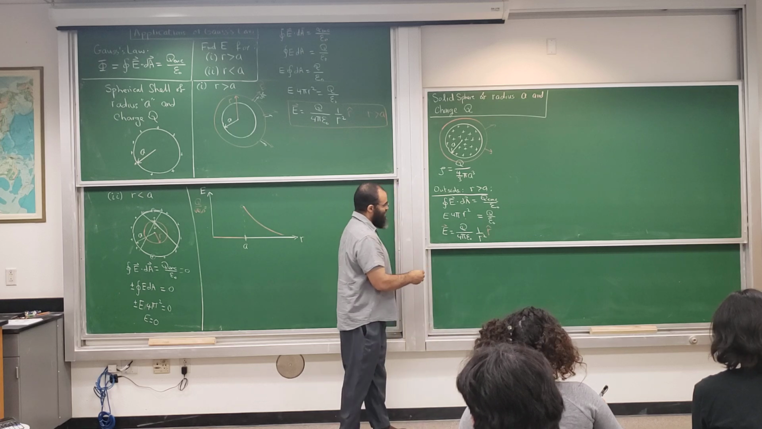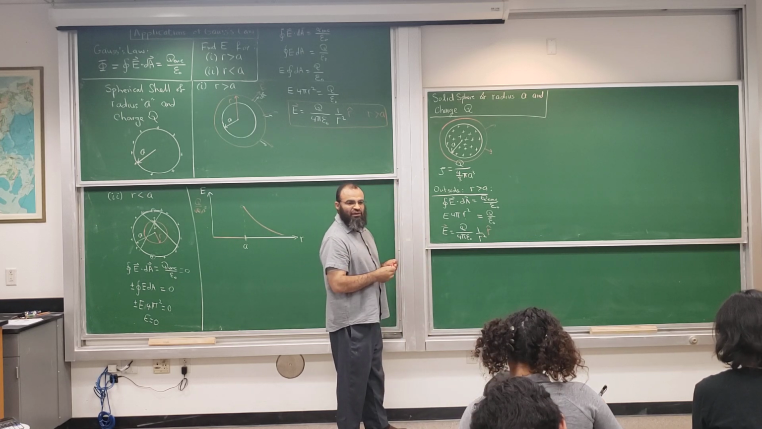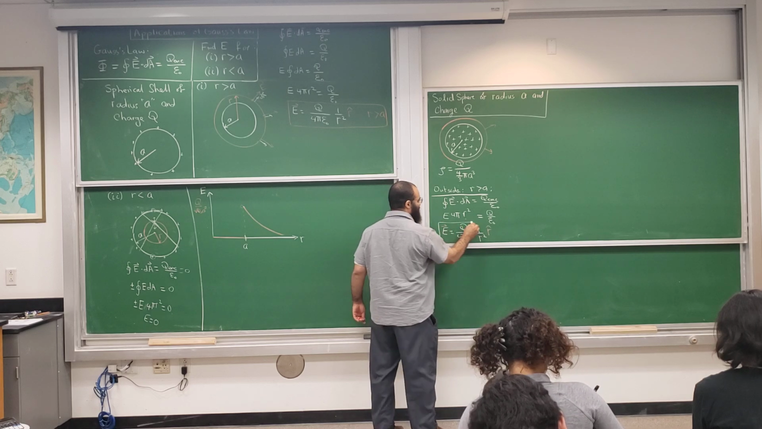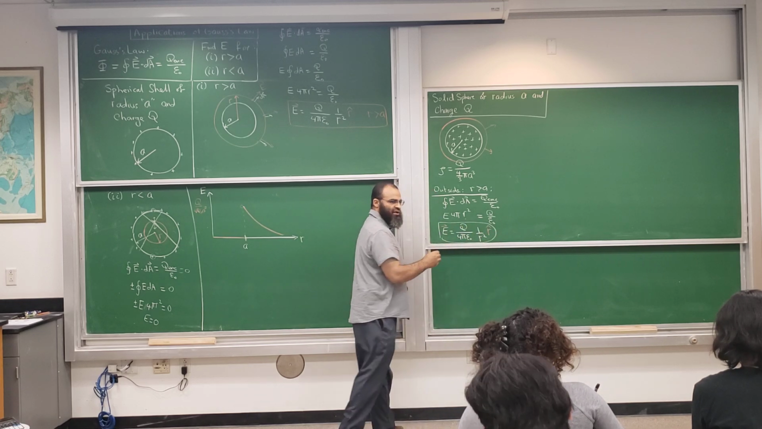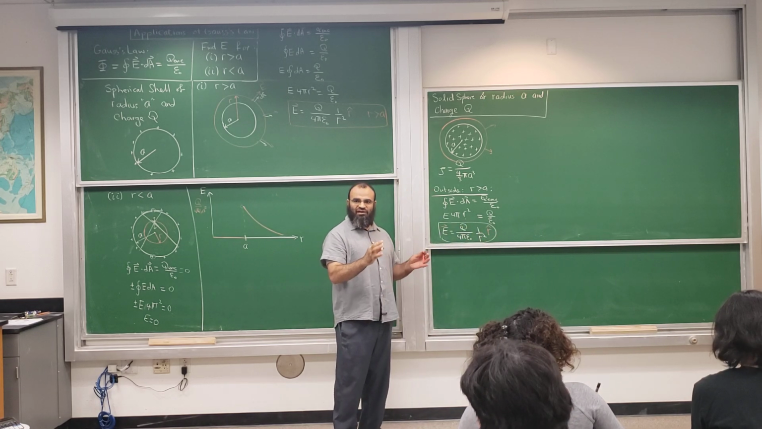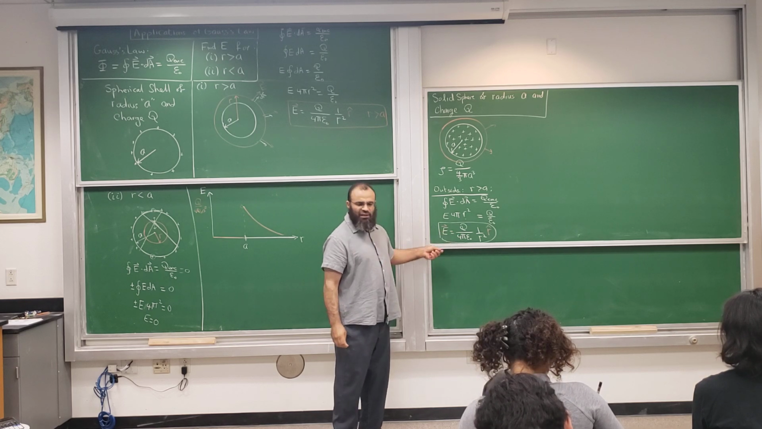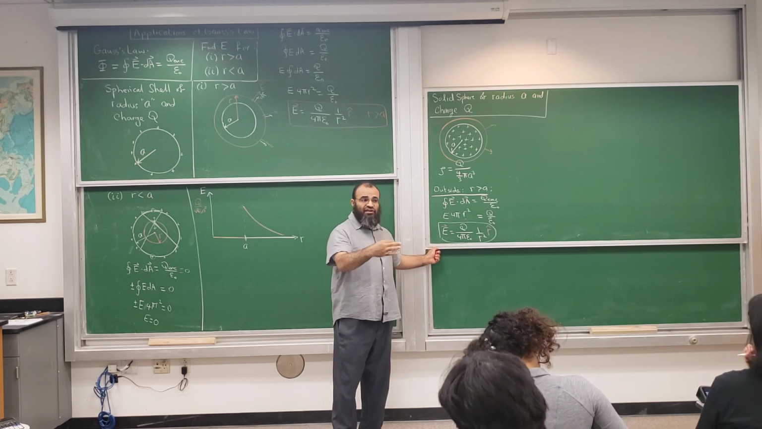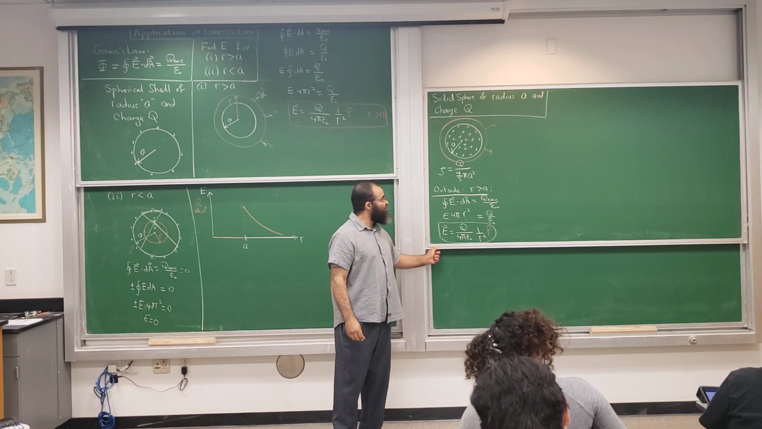So what does the electric field look like when you're outside? Just like a point charge. Whenever you have this spherical symmetry, whether it's a shell or a ball, like a solid sphere, it's going to behave like a point charge when you're outside of it.